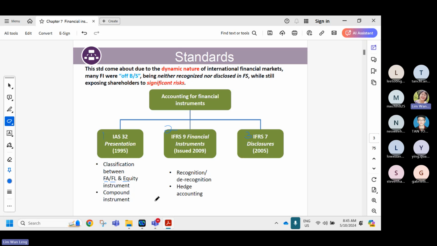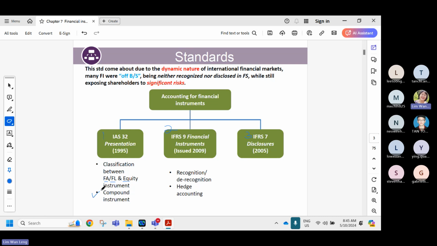But later on, when we look at the definitions of financial asset and financial liabilities, you will realize that not all assets are financial assets. Not all liabilities are financial liabilities, because for it to be recognized as a financial asset or financial liability, it needs to fulfill the definition.